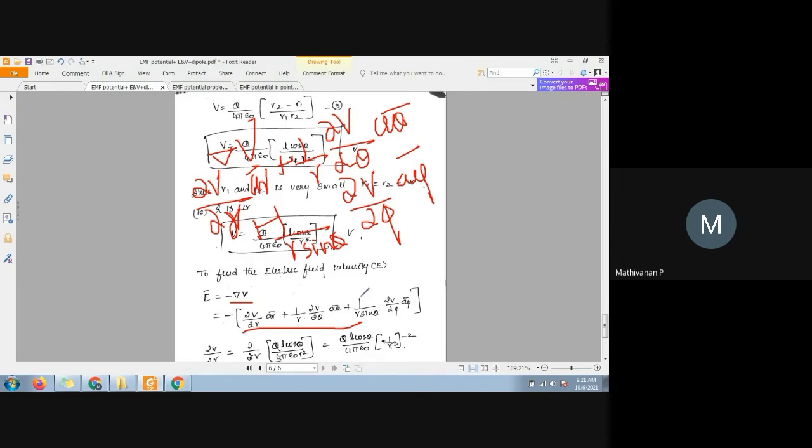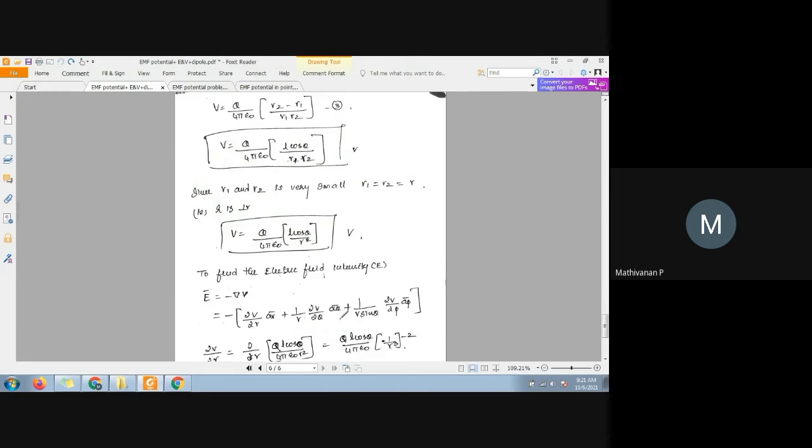Okay, so now we know what V is. Now solve individually for AR, A theta, and A phi, and then you will get your electric field intensity. We will solve individually. We'll remove this one. So this is your spherical coordinates equation that I have written.